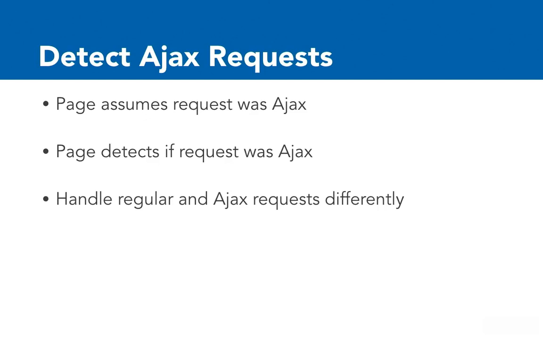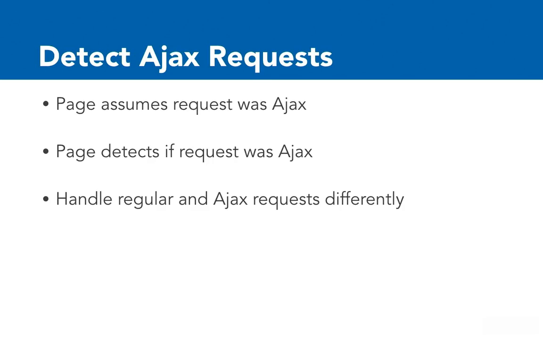More often though, I think you're going to want to have your page detect whether or not the request was Ajax. That way we have the ability to handle regular requests and Ajax requests differently. It might be that we only want to respond to Ajax requests, and if it's a regular request, we'll just do nothing. Or maybe the regular request should return a full HTML page, while the Ajax request should return a partial page, or maybe it should return JSON data instead. You get the idea. But here's the problem. A regular request and an Ajax request look the same to the web server.